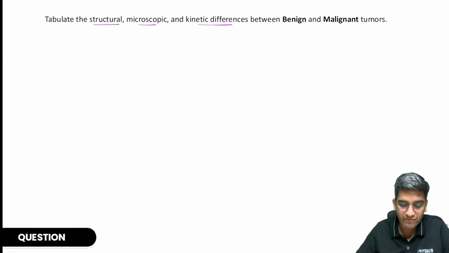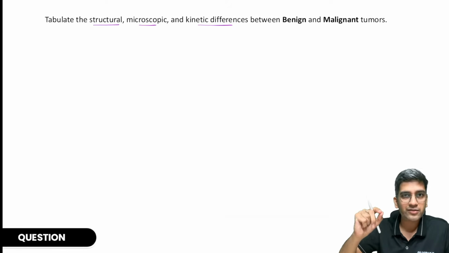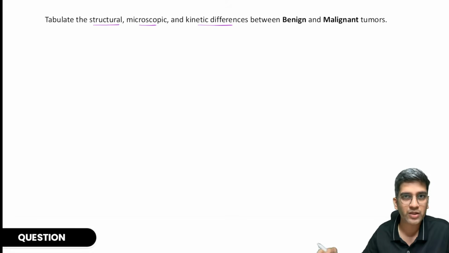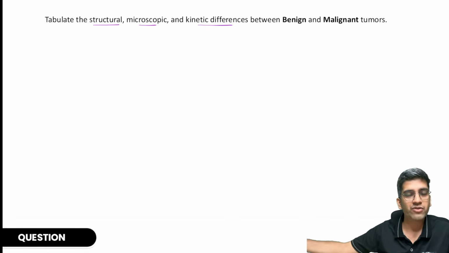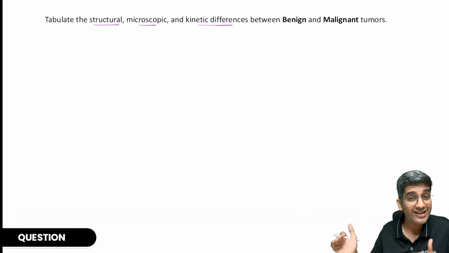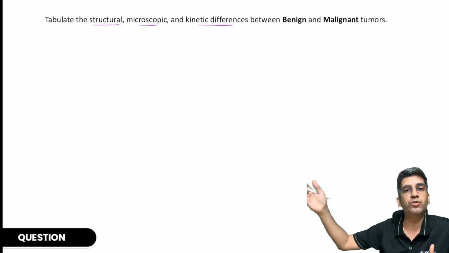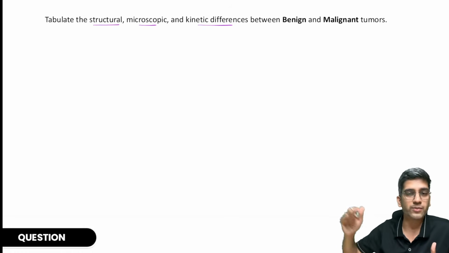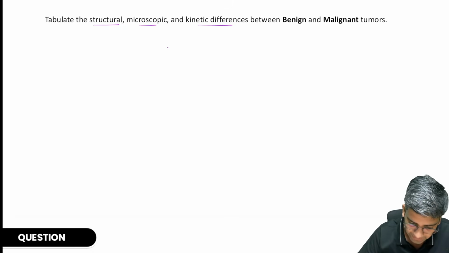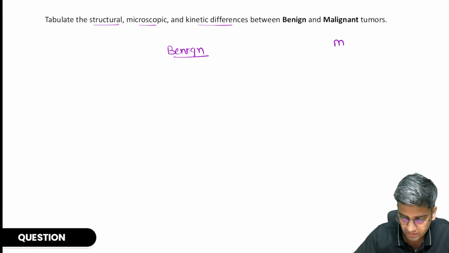So when you have something like this, tabulate the differences on gross and microscopy. Tabulate the differences on treatment and prognosis. If they have already given what to tabulate, I want you to put three rows. Sorry, three columns, not two columns, right? One obviously for benign, right? And one obviously for malignant.